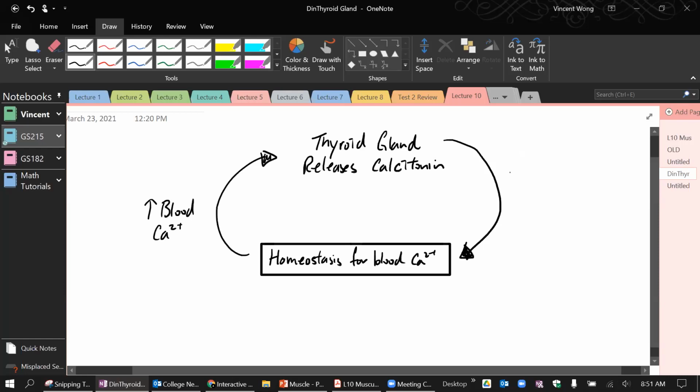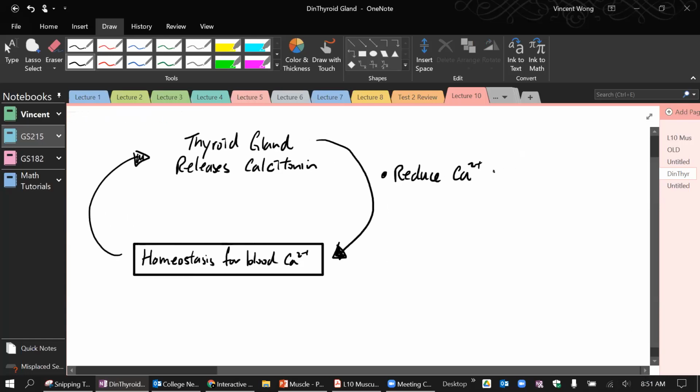How? A couple of things. It will reduce calcium absorption at the kidneys. Remember, at the proximal tubule is where most of the absorption occurs, and then you absorb more at the distal tubule and collecting duct. In the presence of calcitonin, we reduce the calcium uptake because we already have a lot in the blood. There's no point taking more back. So we tell it to take it easy. Do not absorb it anymore.